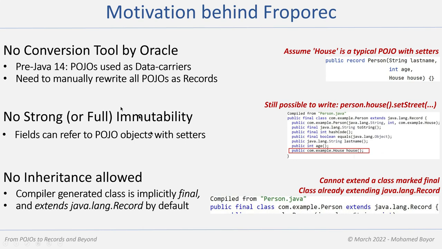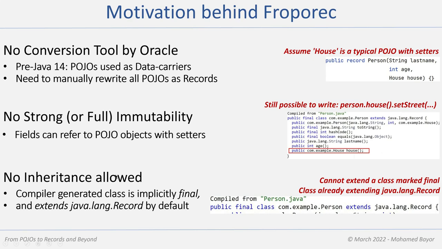The second point is about record immutability not being strong or full by default. Here, for example, we have the case of the Person record containing a field of type House, which is a Pojo class here, defined with its typical getters and setters. When we deconstruct the compiled record class, as we can see here, the setters of the House instance can be accessed, allowing us to modify its data.